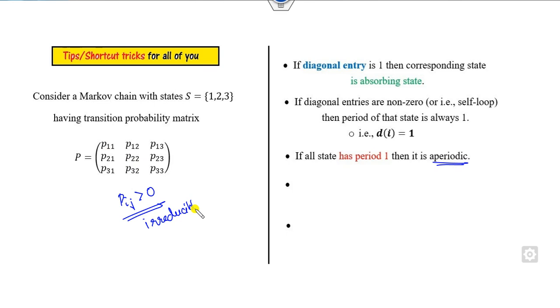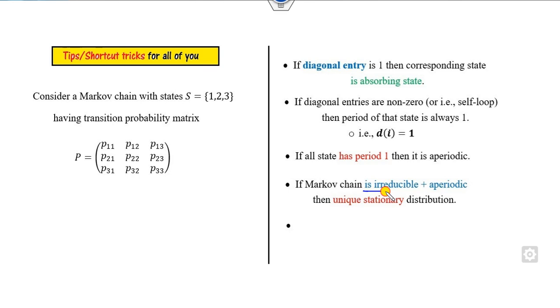If you prove that the Markov chain is irreducible and aperiodic, that is, the period is 1, then it has a unique stationary distribution. If you prove that the Markov chain is reducible, then it has infinitely many stationary distributions.